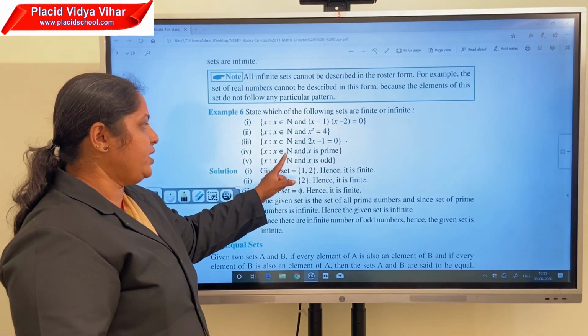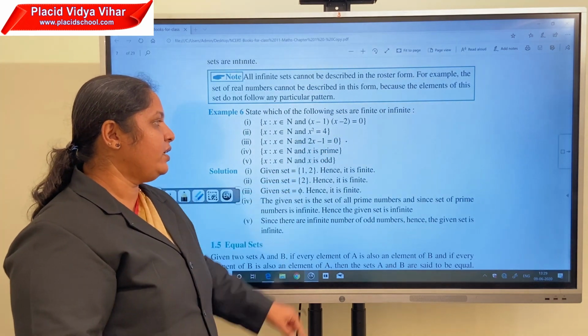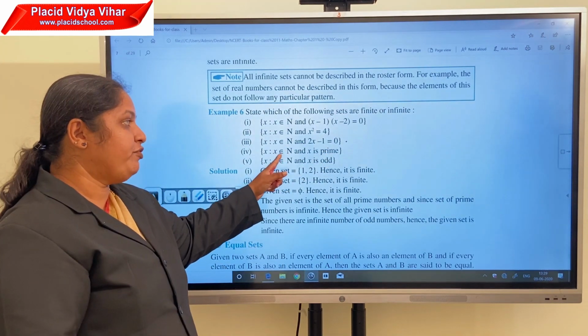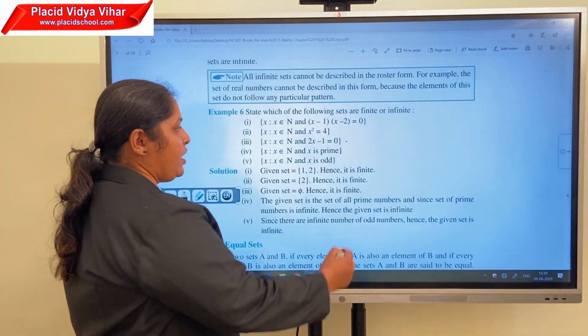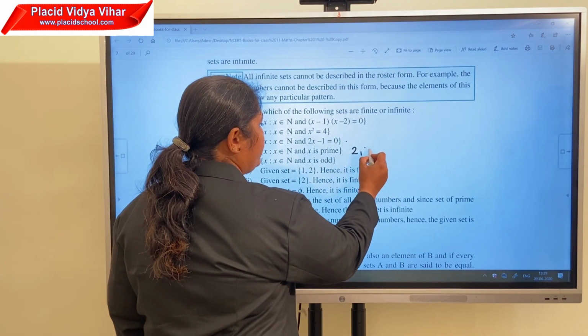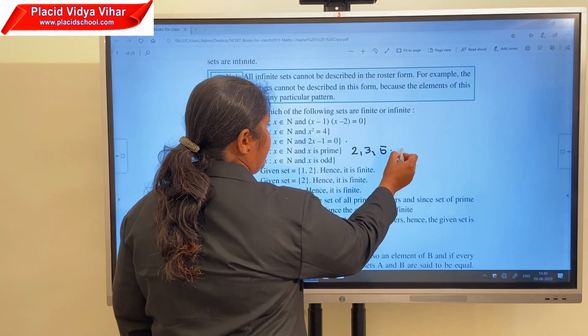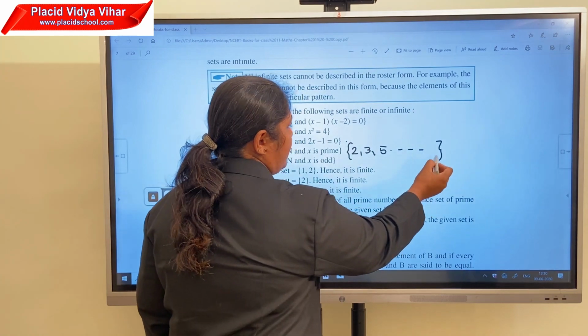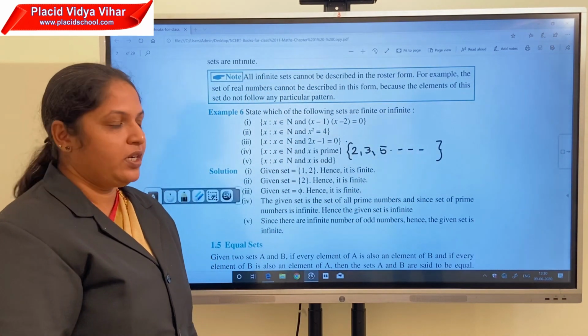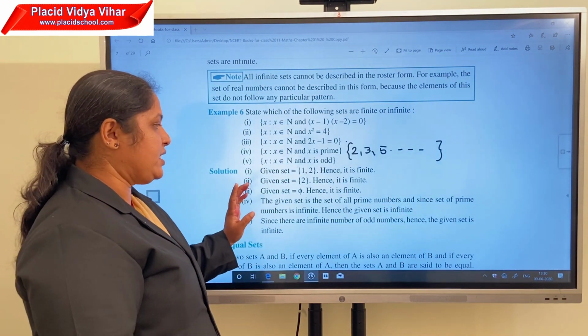Set x such that x belongs to N, x is a prime number. You have to list down the set of all prime numbers. It will start from 2, 3, 5, etc., and it is not countable. It is an infinite set.